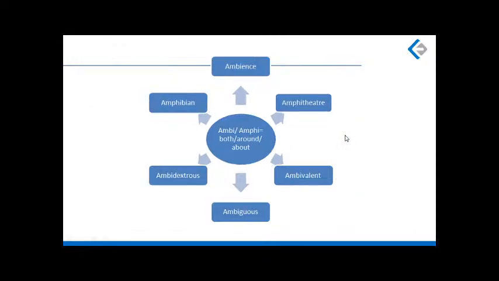My third root today, thanks to Norman Lewis, is the root ambi or amphi, which means both or around. So you can see the word on the left, amphibians. Where did the word originate? There were animals that we saw living on land. There were animals that we saw living in water.